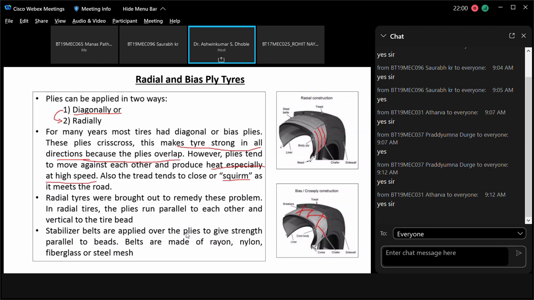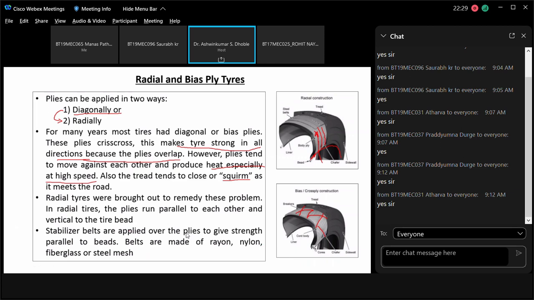So this is the tire bead. To this, they are vertical. That means they are placed radially. If you say that this is the center, then they are placed radially. They run parallel to each other and vertical to the tire bead. Stabilizer belts are applied over the plies to give strength parallel to the beads. Belts are made up of rayon, nylon, fiberglass, and steel mesh.